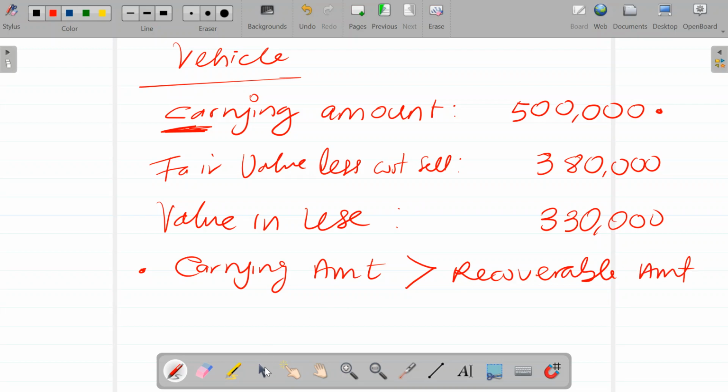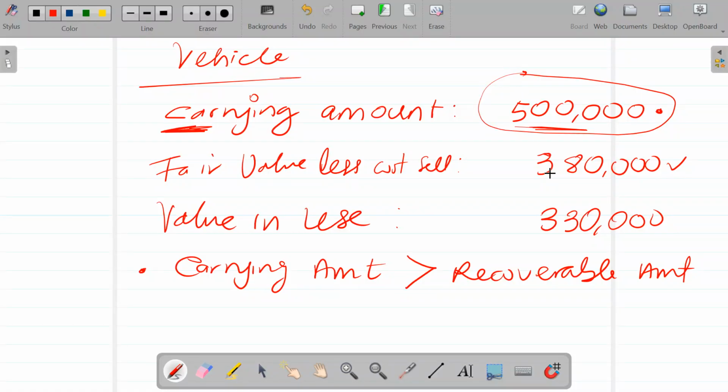So if I have a vehicle, the carrying amount is showing 500,000, but if I decide to sell it, I will get 380,000. If I decide to use it, I will get 330,000. So what it means is that this value here is not the true picture of the value of the asset, because the carrying amount of an asset is the benefit we will derive from the asset. So this 500,000 means that this is the benefit we will get from the asset.